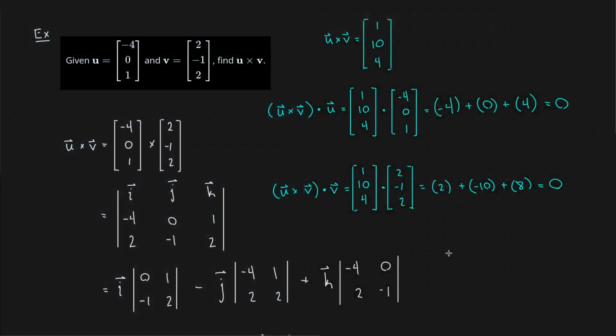This isn't just a property for this particular problem. It's not just a coincidence or a quirk. It's a general property of the cross product. Not a definition, sorry, this is a theorem. Let U and V be three-dimensional vectors so that the cross product is defined, right? It only works in three-dimensional vector space.